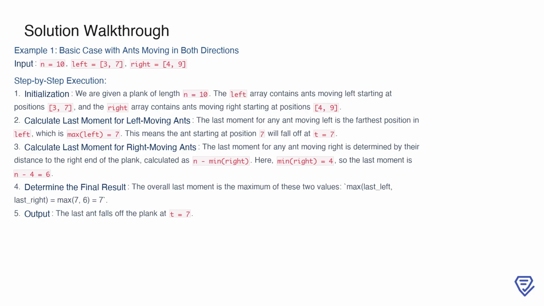For the right-moving ants, their last moment depends on how far the closest ant is from the right edge. The closest ant starts at position 4, so it will take n - 4 equals 6 seconds to fall. To determine the overall last moment, we take the maximum of these two values, which is max(7, 6) equals 7. Therefore, the last ant falls off the plank at time 7.